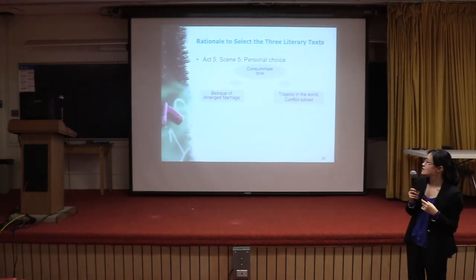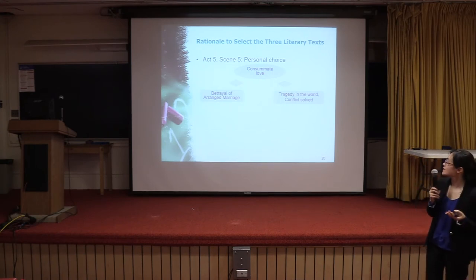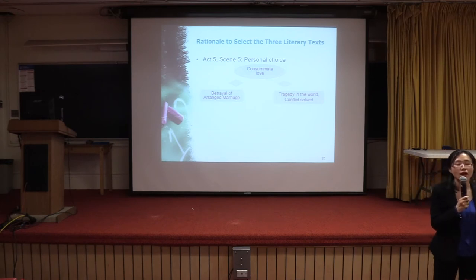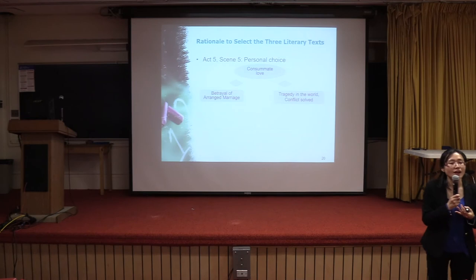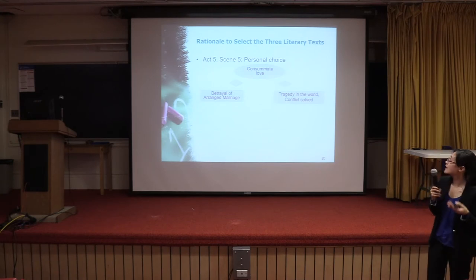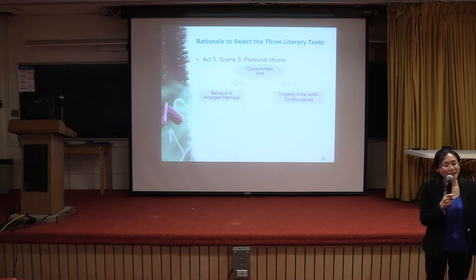So the third one will be the personal choice. As you may have seen in this scenery, in order to accumulate the love, Romeo and Juliet both choose to betray the arranged marriage. Because they betray the arranged marriage, finally they have to accumulate the love. So in this way, we call it the tragedy in the world. But even though they choose to die, finally their conflict has been resolved.